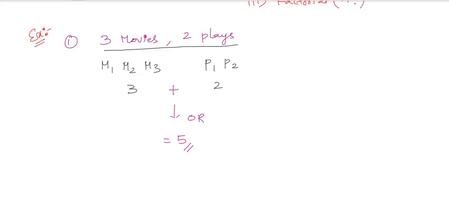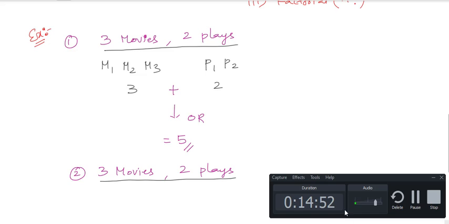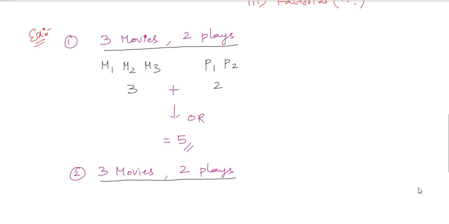The same thing applies if you have another case, where you have 3 movies and 2 plays, am I right or not? In this case, you must take things with respect to 3 movies along with 2 plays. So that is how you have to manage this one. In this you have an option of taking 3 movies as well as 2 plays.